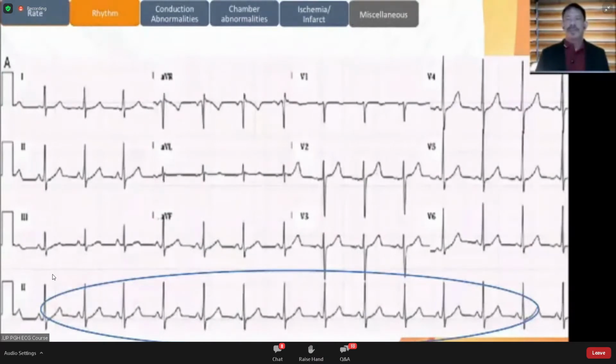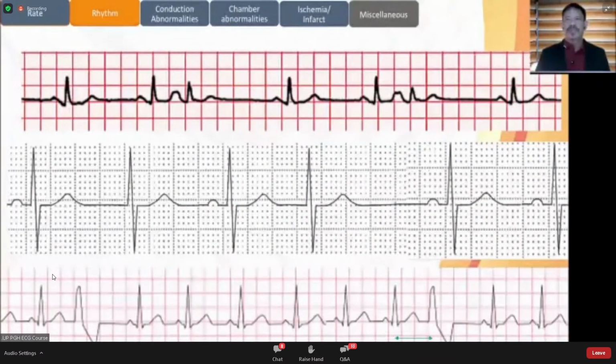Let's go to rhythm abnormalities. This is a normal ECG with a regular rhythm. Variability in RR interval prompts us to check for irregular rhythm. Again, long lead 2 is helpful for this. We will tackle those with early beats and those with generally irregular rhythms.